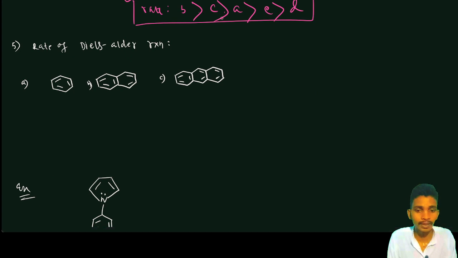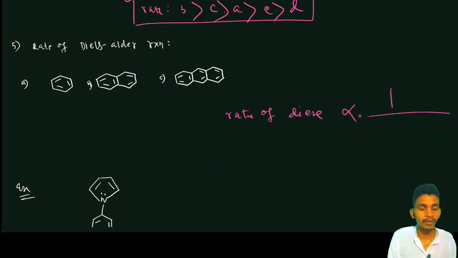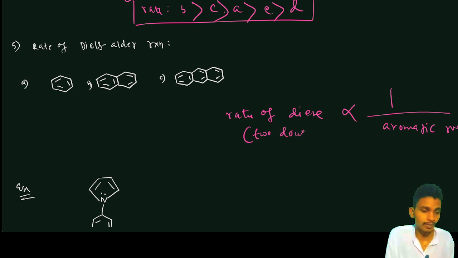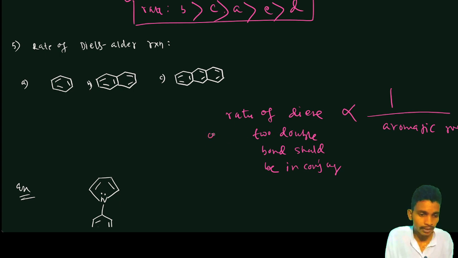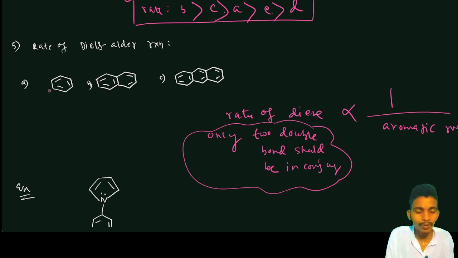So here, for Diels Alder reactions, sorry, the rate of dienes is inversely proportional to the aromatic character. The reason is that a diene means I need two double bonds, not three. Okay, two double bonds, and one should be in conjugation. Note that here only two, not three. Only two double bonds should be in conjugation. But in this case, three double bonds are in conjugation. So for the dienes, they need two double bonds.